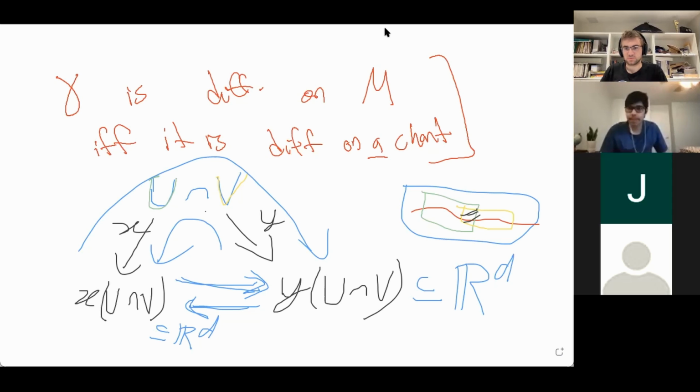So basically what this whole thing is doing is creating an atlas out of charts that agree with each other on the differentiability of curves. Yes, so that this becomes true. But again, the choice we make influences which curves we consider to be differentiable.